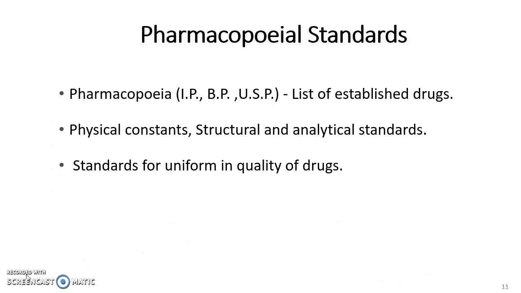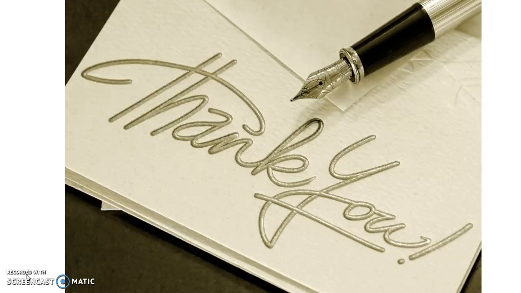Pharmacopoeial standards. A pharmacopoeia is an official book of crude drugs containing a list of established drugs. The important pharmacopoeias are the Indian Pharmacopoeia, British Pharmacopoeia and United States Pharmacopoeia. These pharmacopoeias provide standards for physical constants, structural and analytical standards. The significance of pharmacopoeial standards is that drugs should be uniform in quality. Thank you.